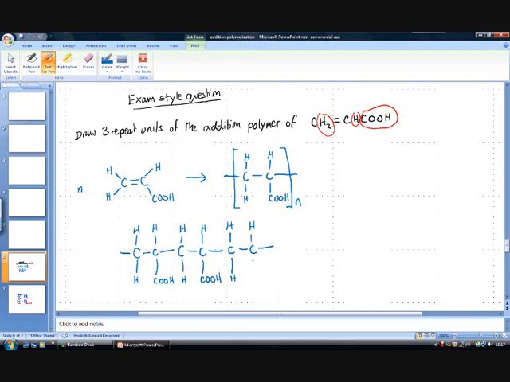Do remember to put the N bonds on the carbon. Don't leave them blank. Make sure that you put the N bonds on. That's important.